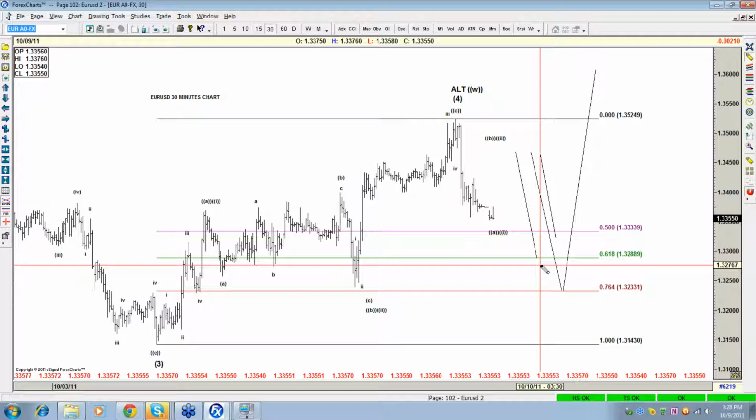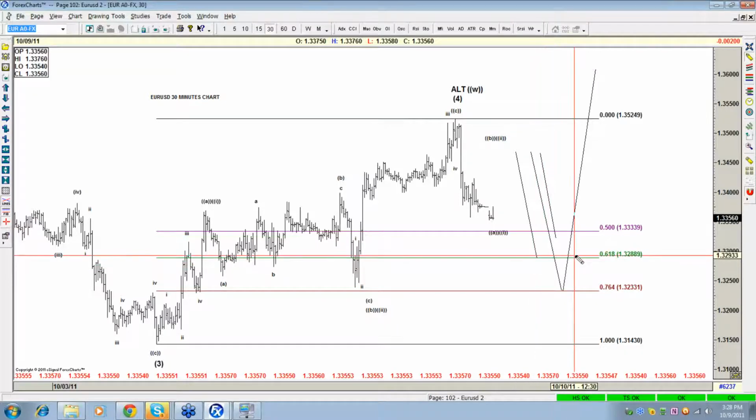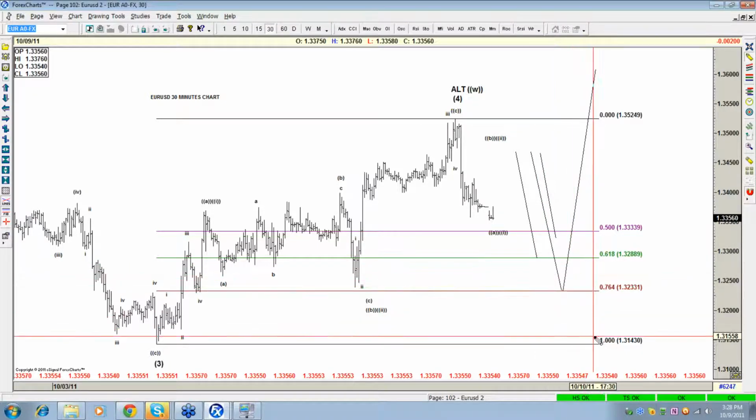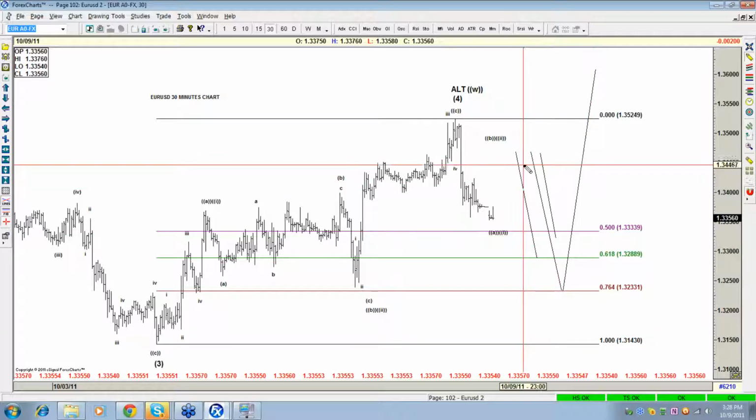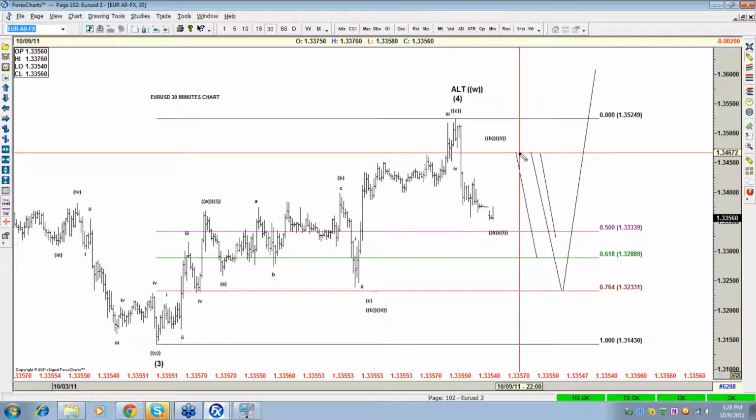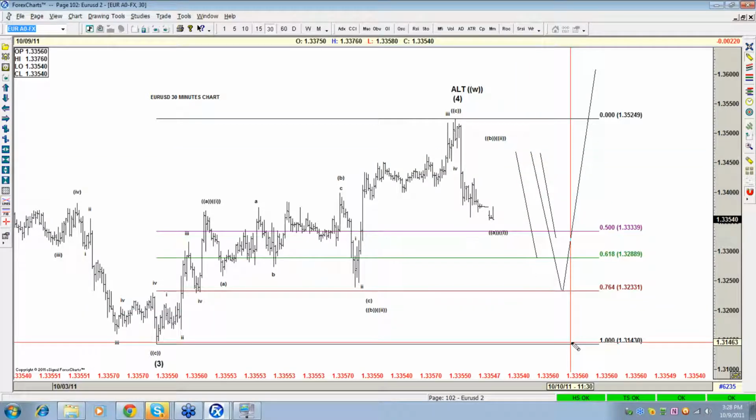That's the way it is. Now, if it's a C wave, if it's a B wave, then you're going to buy here, against 131.40. What you're doing with this trade is accumulating your stop loss for the next one.